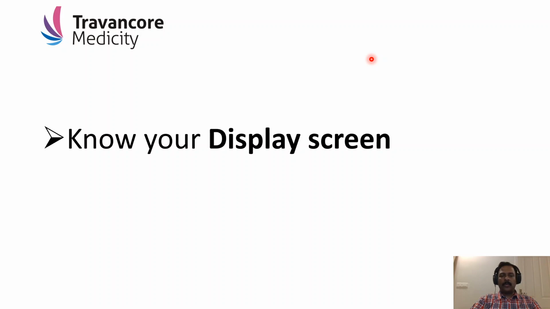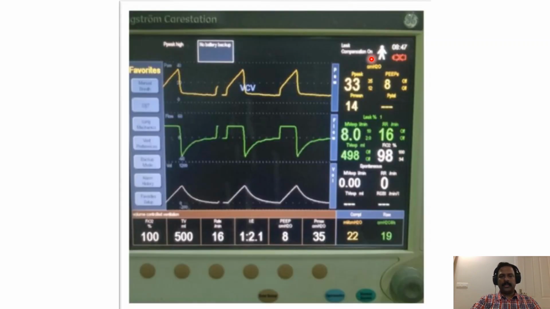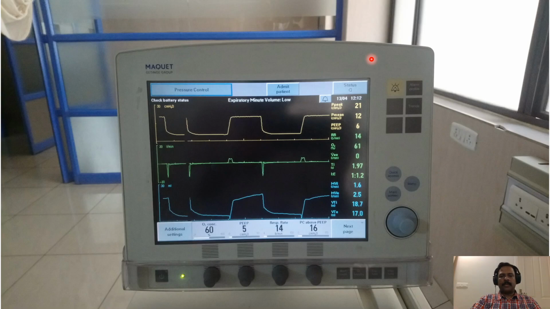Another thing is that you have to know the display screen of a ventilator, because each ventilator has a different display screen. This is how our CareScape GE looks. This is how our Engstrom GE ventilator looks. This is the display of the Air Liquide which you are having. And this is the display of the Macut ventilator which we will be having. So I will be discussing things in detail about the Macut ventilator because most of the ventilators we have are going to be the Macut ventilator.